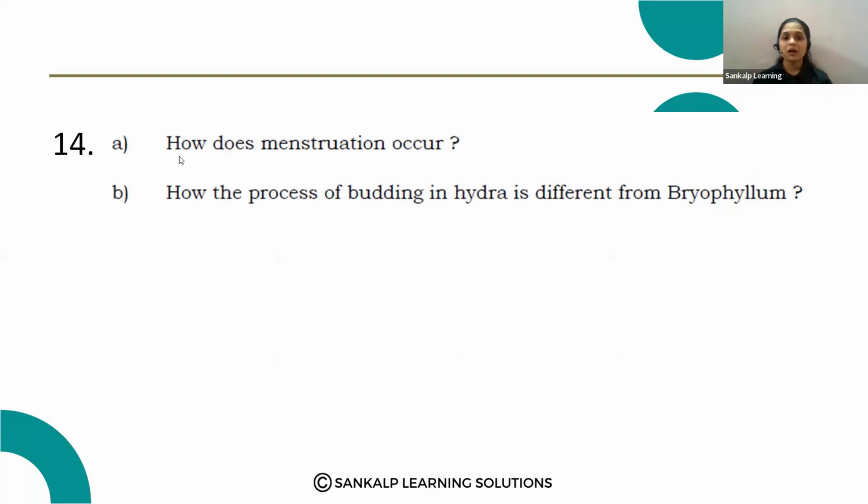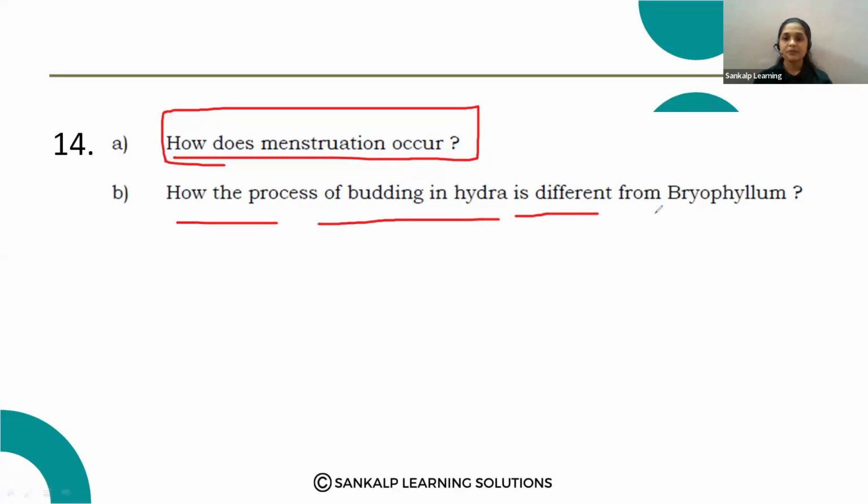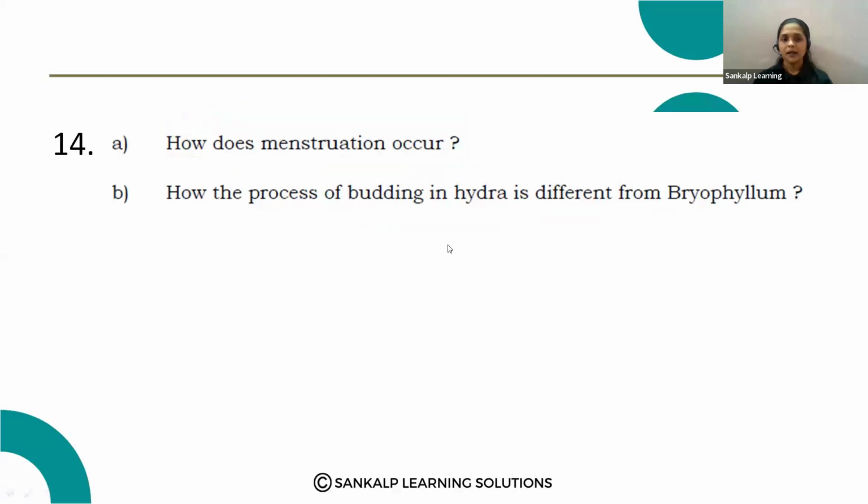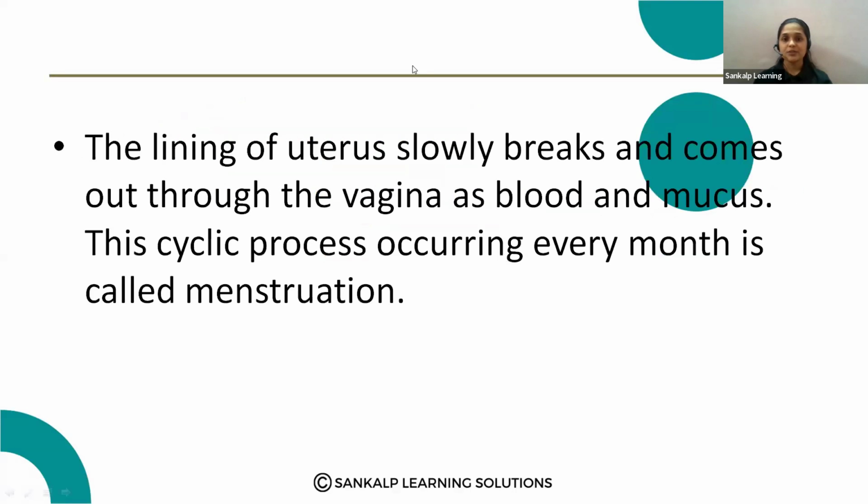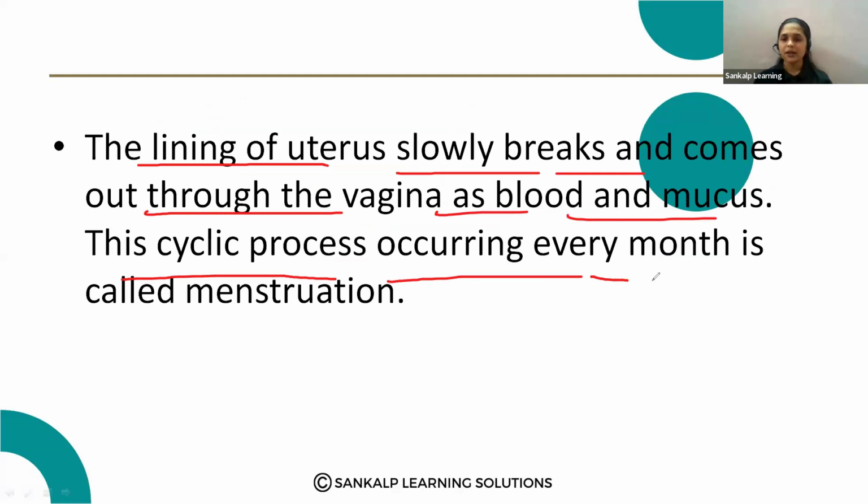Again, same question. How does menstruation occur? B. How is the process of budding in Hydra different from Bryophyllum? Okay, first we solve this question. How does the menstruation cycle occur? The lining of the uterus slowly breaks down and comes out through the vagina as blood and mucus. This cyclic process occurring every month is called menstruation. So this will be your answer.